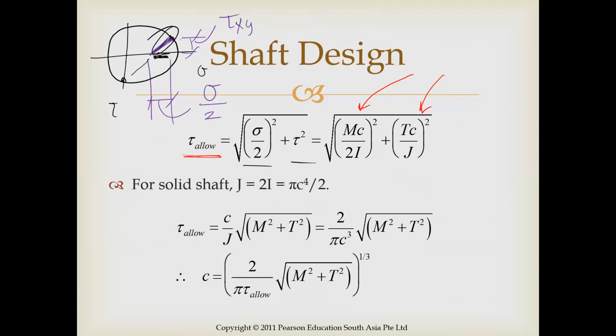But for a circular solid section, mind you, I said solid, J is equal to 2I. You can get a similar relationship for a hollow cylinder, but this one is in particular for a solid shaft. So J is pi c to the 4th over 2, which happens to be 2 times the I value. So we can plug that in. We can replace this 2I with J, which means that we can pull out the C over J term.